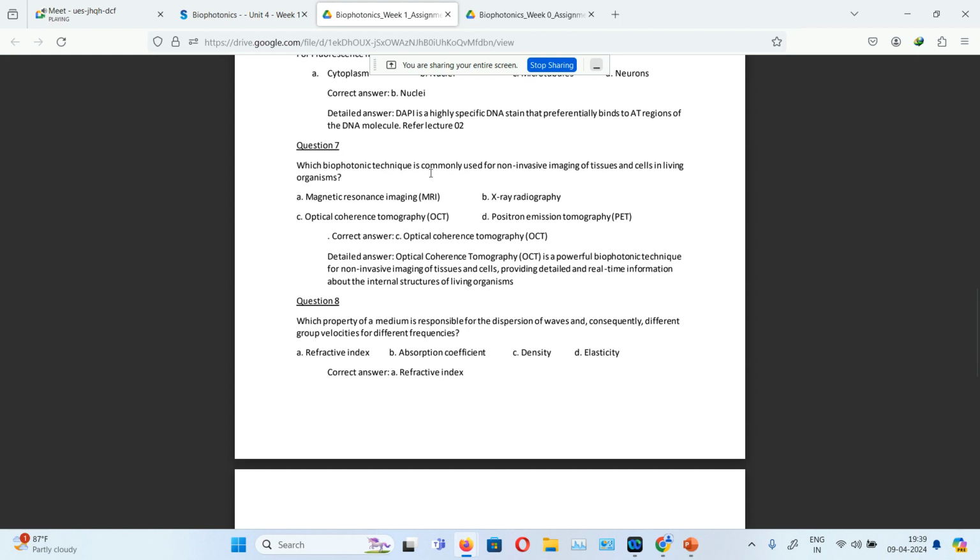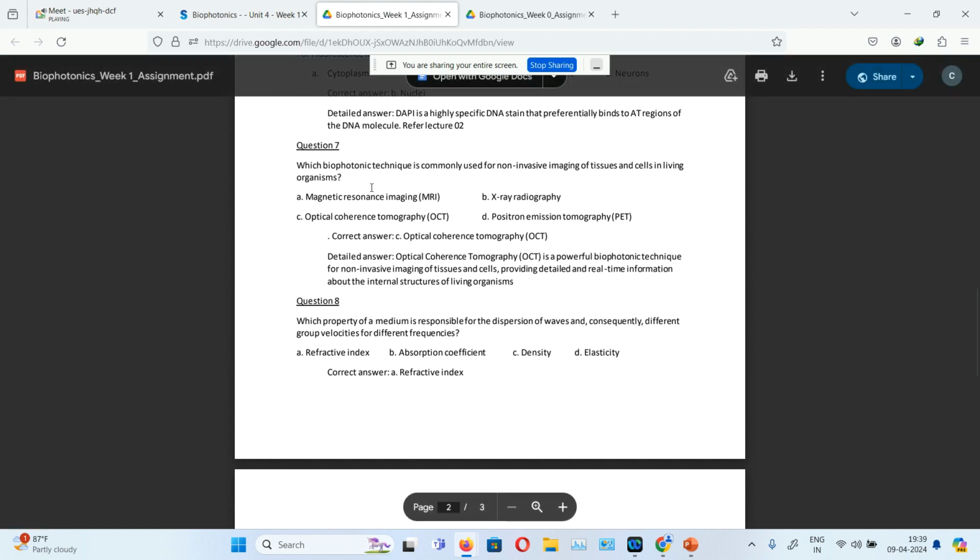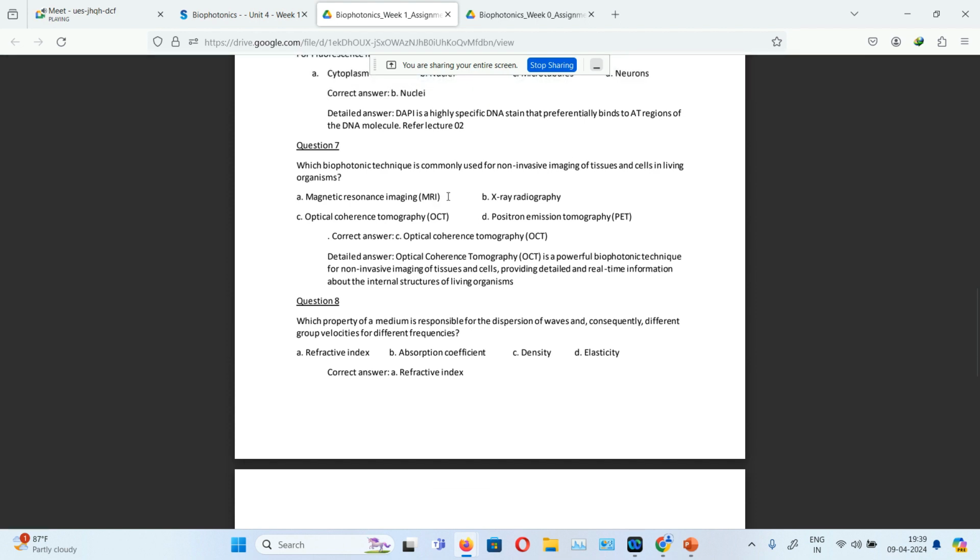So, which of the biophotonics techniques is commonly used in non-invasive imaging of tissues and in living cell organisms? Magnetic resonance imaging, which we already discussed, is an imaging technique based on the phenomenon called nuclear magnetic resonance. So, MRI is not the answer.